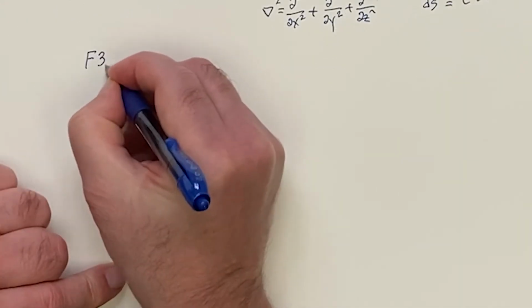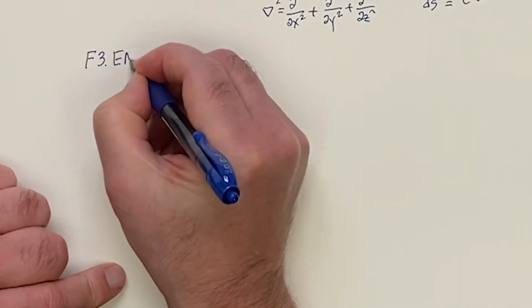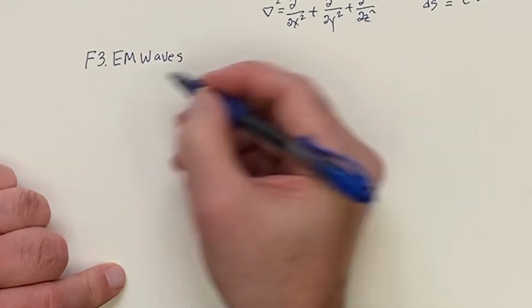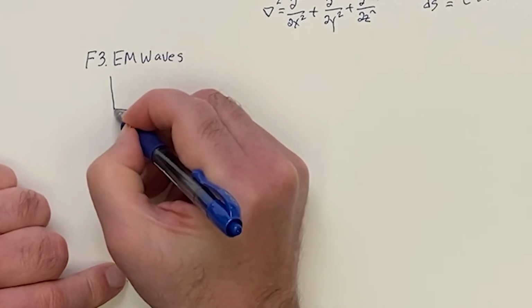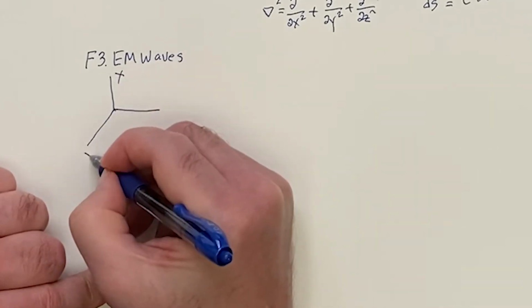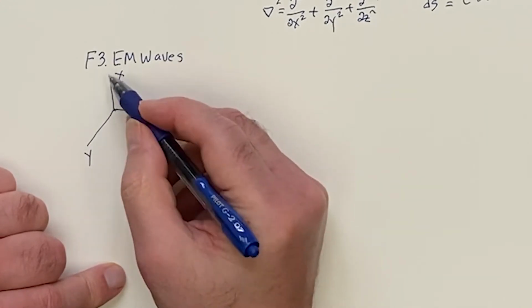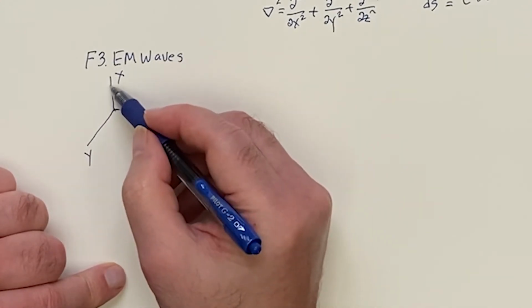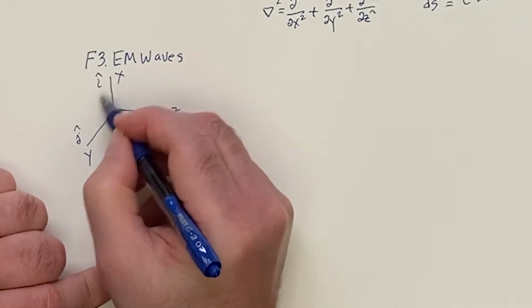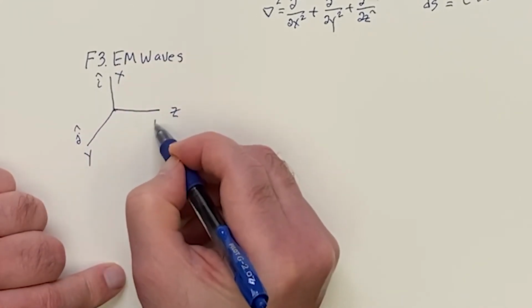So, F3, E&M waves. Now I would like to show that the waves are doubly transverse. In other words, if you have x, y, and z, you could always have a coordinate system as long as when you take, say, i hat cross j hat, you're going to get k hat.